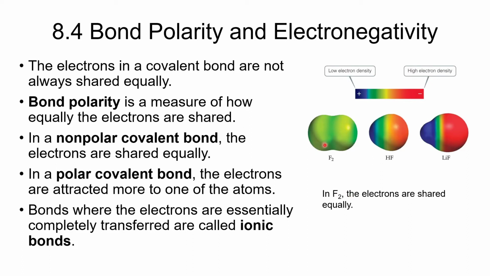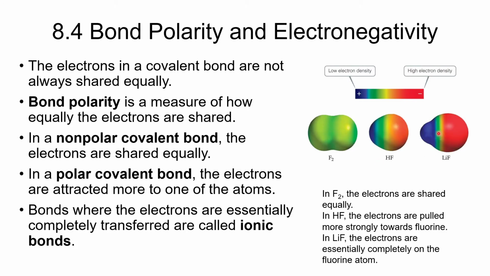So in F2, since they're both the same atom, there's no reason why the electrons would be pulled more to one than the other. We will find that this is a nonpolar covalent bond. Here, between H and F, the electrons are pulled more strongly towards the fluorine, and so this is going to be a polar covalent bond. In lithium fluoride, the lithium just doesn't keep the electrons very well, and the fluorine pulls the electrons towards it. Essentially, those electrons are completely on the fluorine atom. We're going to call that one an ionic bond. So an ionic bond is kind of like an extreme polar covalent bond.